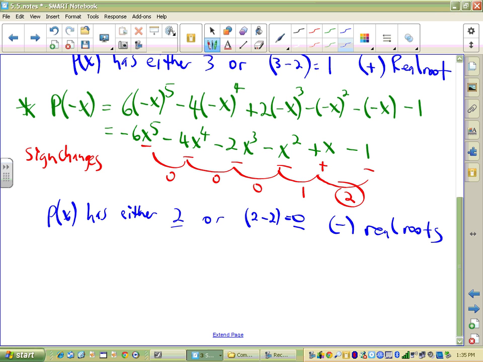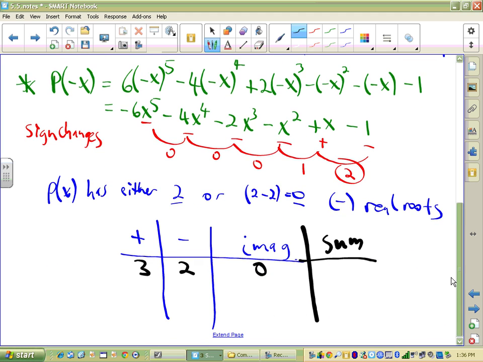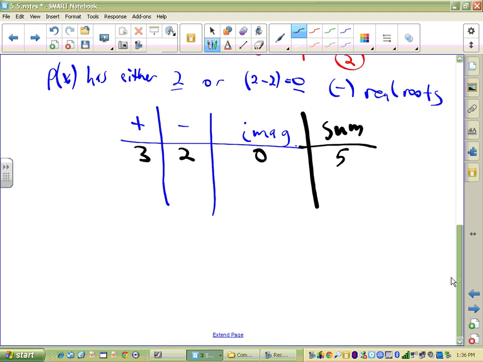So we would make a table: positive, negative, imaginary. We said a minute ago that it could have 3 positive roots and 2 negative roots. In that case, it would have no imaginary roots. Remember what the sum has to be because of the fundamental theorem of algebra: the sum always has to be 5.